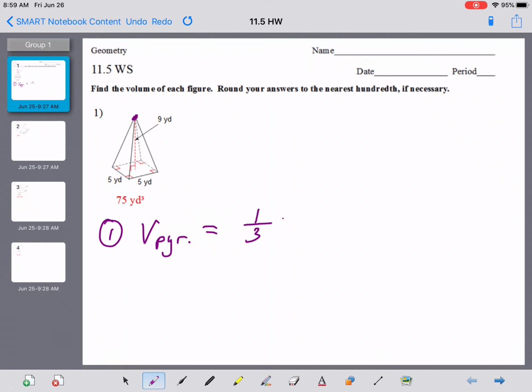Our formula for volume of a pyramid here is going to be 1/3 times capital B times H. Capital B still means area of the base, and H still means height of the solid. That can be a little bit tricky to figure out in certain problems, but we'll come back to that a little bit later and talk about what exactly that means. So step 2, let's fill in what we know here. Volume is equal to, we've got our 1/3 here. We're going to have to figure out the area of the base and our height.